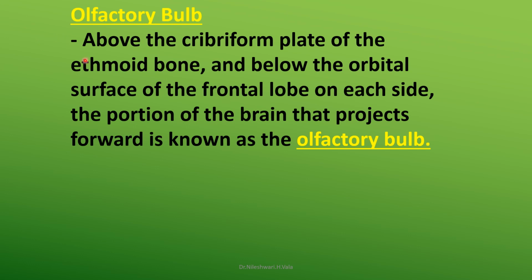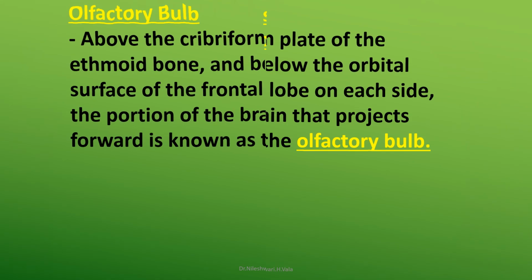Now, the olfactory bulb. What is the olfactory bulb? Above the cribriform plate of the ethmoid bone and below the orbital surface of the frontal lobe on each side, the portion of the brain that projects forward is known as the olfactory bulb.